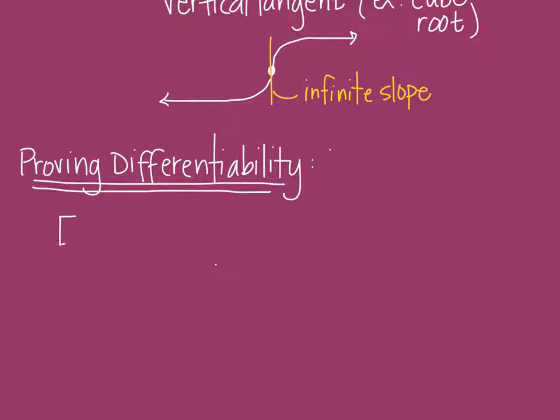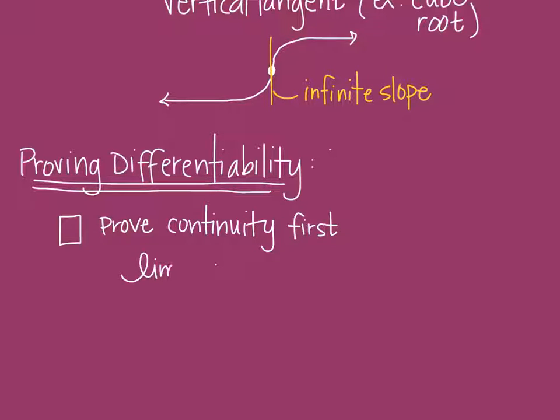So first, when you want to prove differentiability, it's sort of like a checkbox. You got to prove continuity first. If it's not continuous, it's not possible to be differentiable. So you have an open and shut case right there. So prove continuity first.